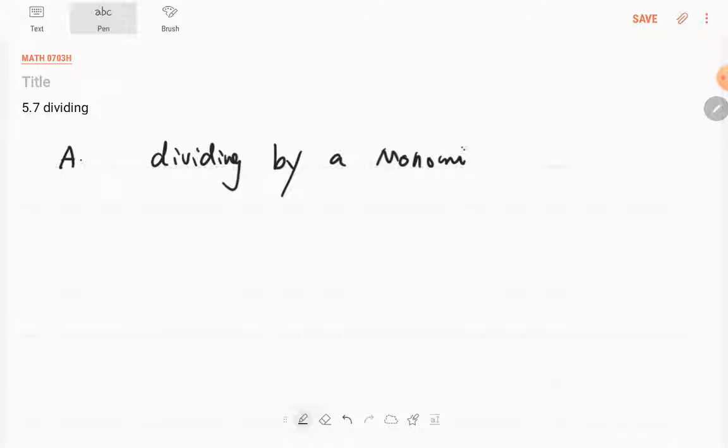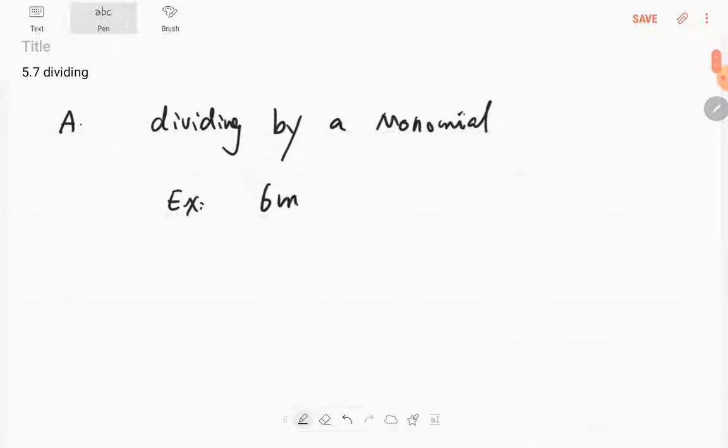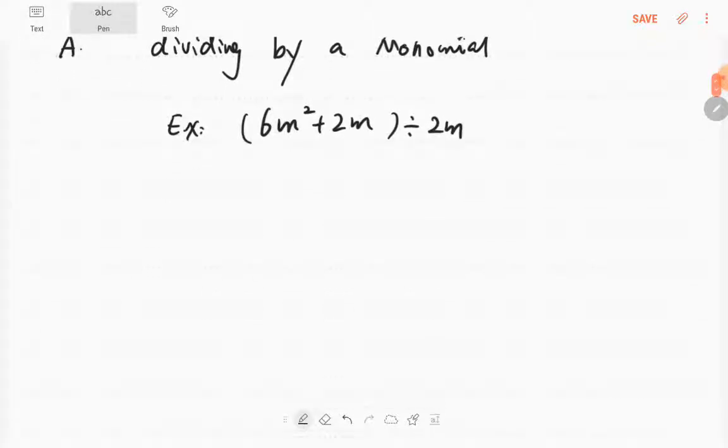Remember, we only have one term in this polynomial. So we will think this is the monomial we have. We have a polynomial, right? We actually have a binomial dividing by a monomial. So here 2m is a monomial. Let's see what will happen.